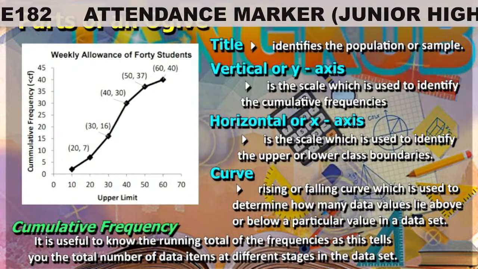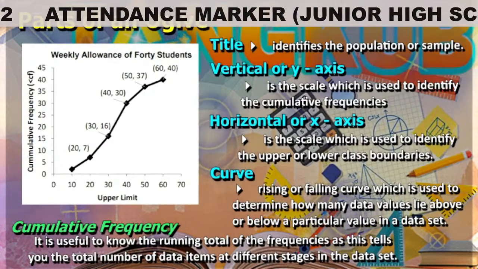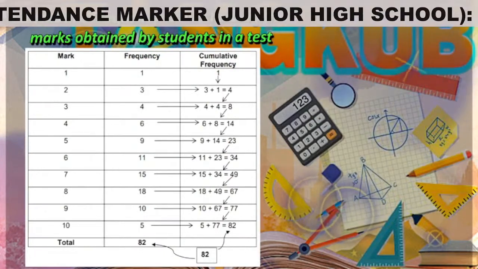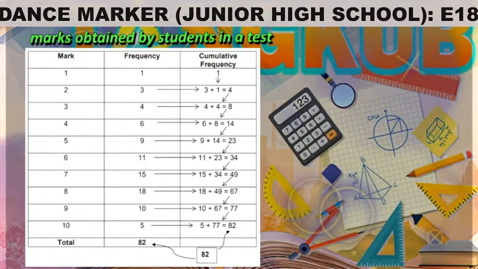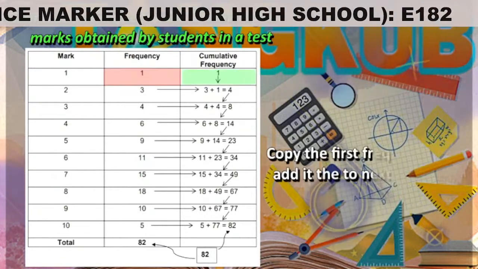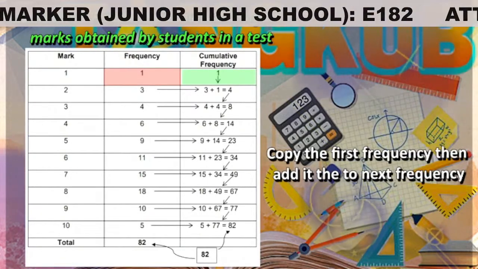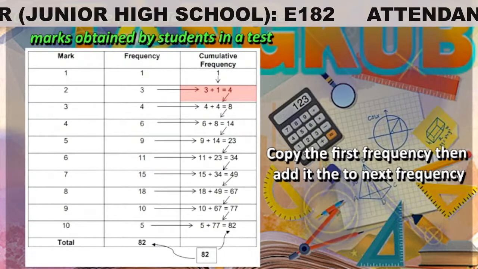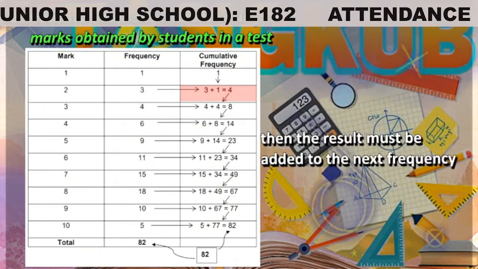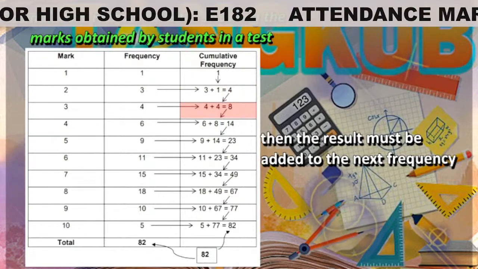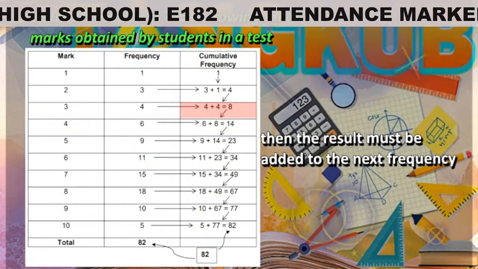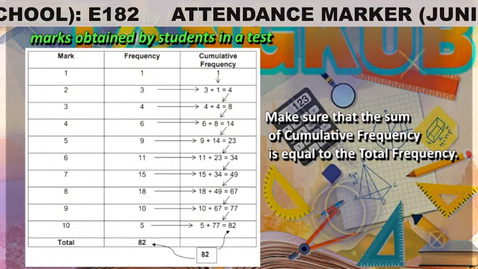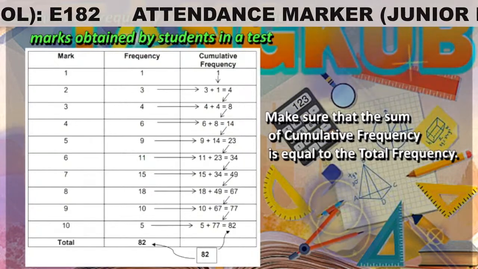Now, let us have an example on how to compute the cumulative frequency. This is a cumulative frequency table showing the marks obtained by students in a test. Now, to compute the cumulative frequency, first copy the first frequency. Then, add it to the next frequency. So we now have 3 plus 1, and it is equal to 4. Then the result must be added to the next frequency. So we now have 4 plus 4 is equal to 8. Then just continue the process until the last frequency. Make sure that the sum of the cumulative frequency is equal to the total frequency.